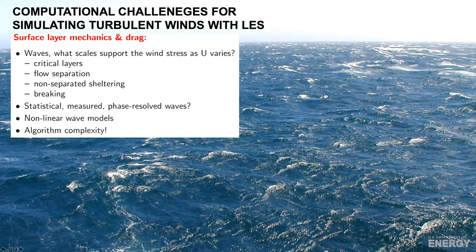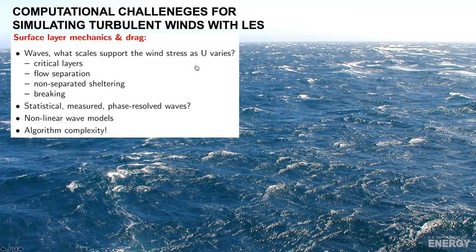There's the winds at 100 meters. They're connected. So in order to understand the winds at hub height, you need to understand what the drag is. Well, that raises really interesting questions. Okay, you see all these beautiful surface waves. So a nice science question is, what scales support the wind stress as U varies?